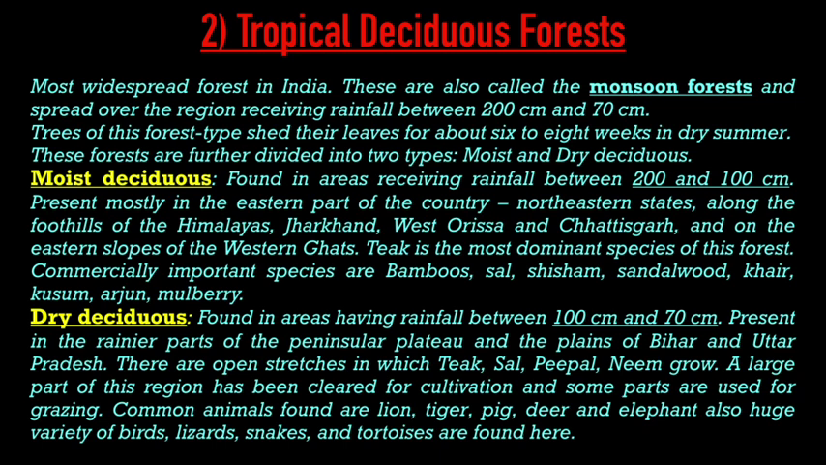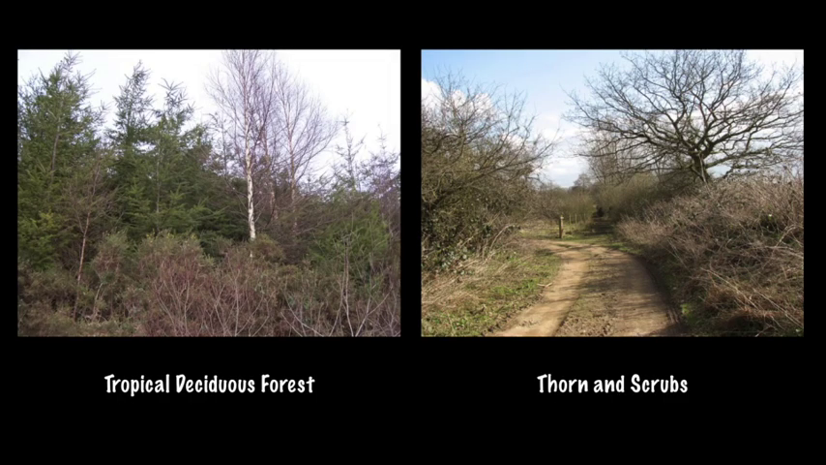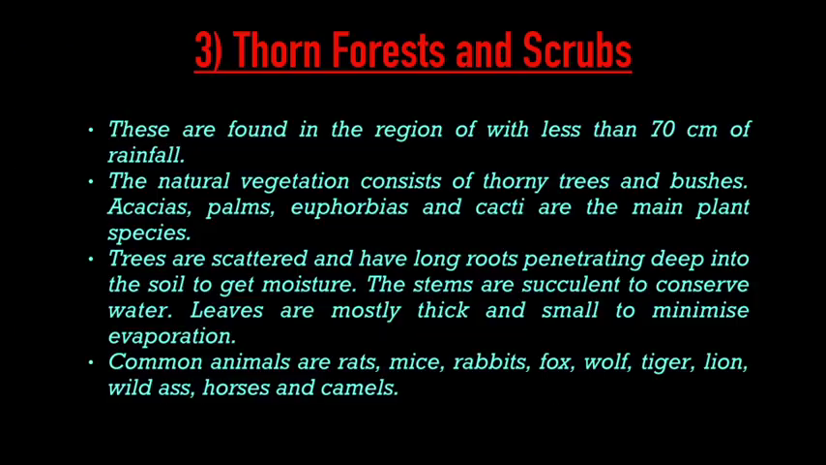Common animals found here are lion, tiger, pig, deer, and elephant. Also, a huge variety of birds, lizards, snakes, and tortoise are found in dry deciduous forest. You can see in these images the tropical deciduous forest and the thorn and scrubs, which is the next topic of our discussion. So, the third vegetation type, that is thorn forest and scrubs.